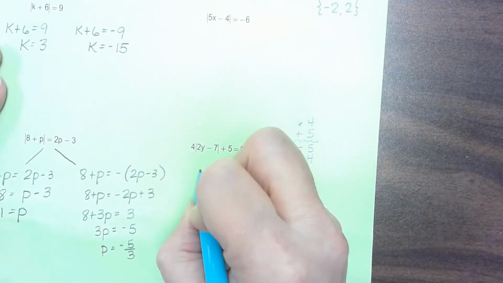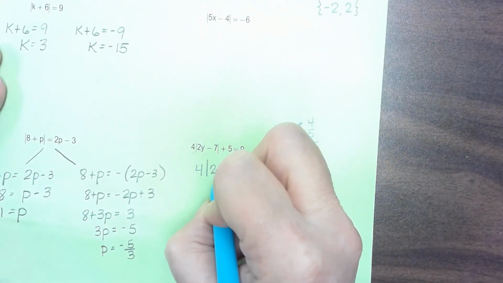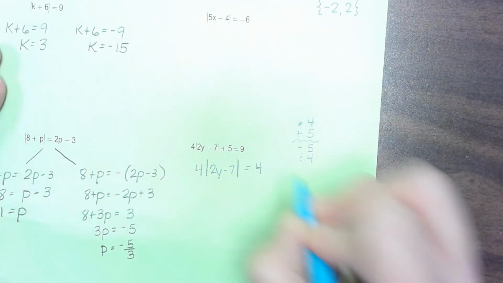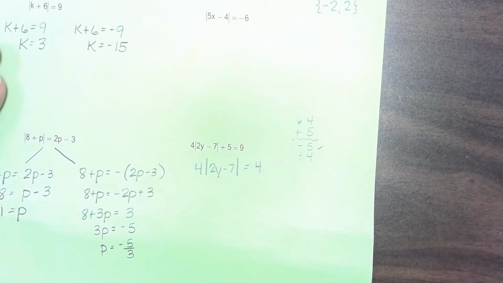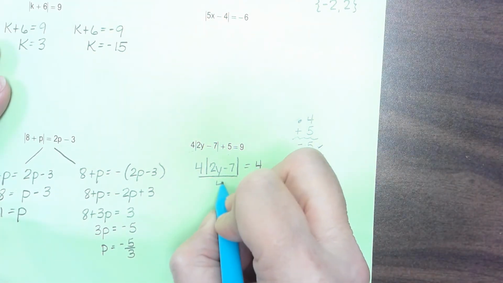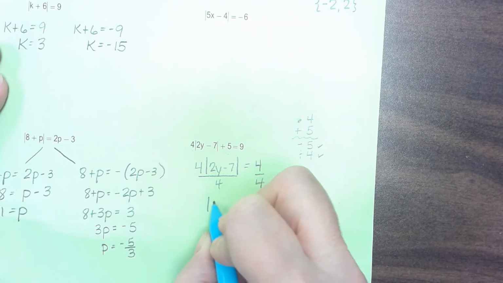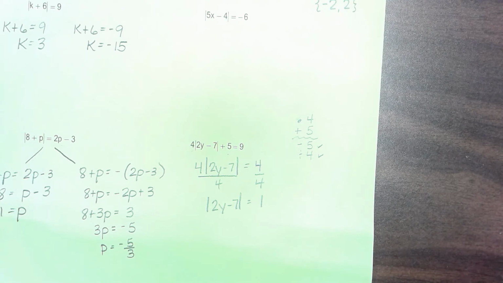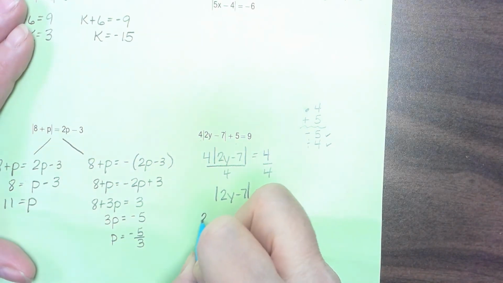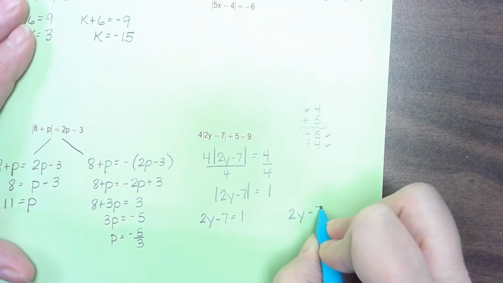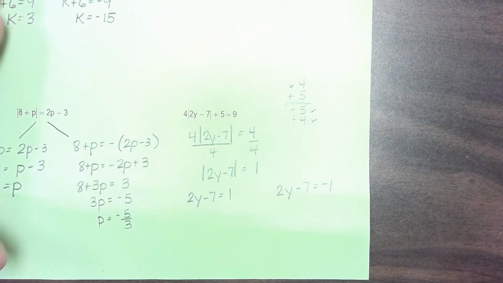Okay, so we're going to subtract 5 from both sides. So we have 4 times the absolute value of 2y minus 7 is equal to 9 minus 5. So we have 4. Now our next step, check, that one's done. Next step, we're going to divide both sides by 4. So we have the absolute value of 2y minus 7 is equal to 1. Now, here is where we have the absolute value isolated. So we're going to set each equation equal to the positive and the negative and solve.